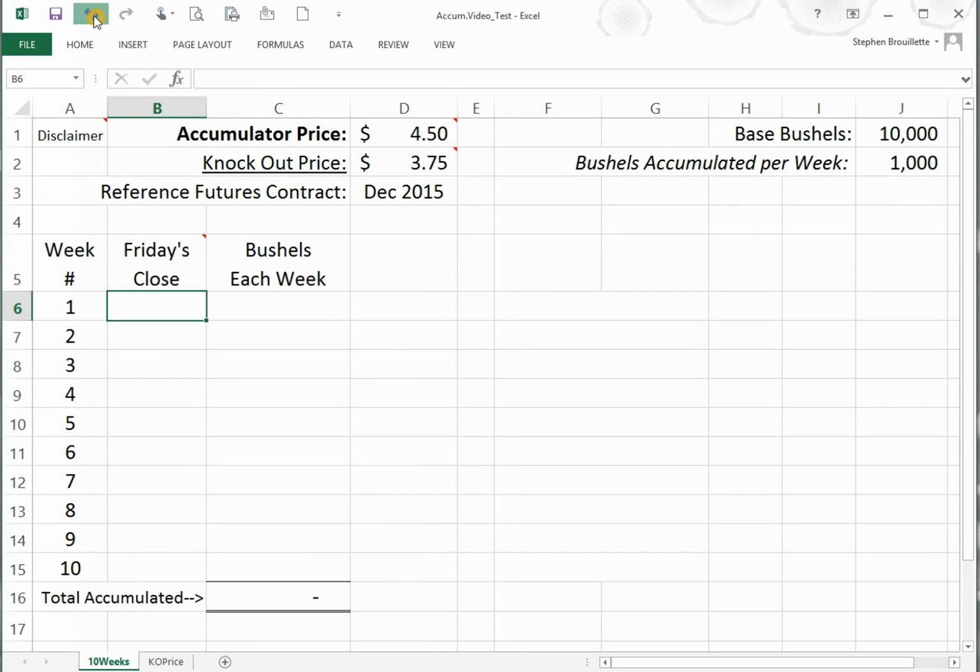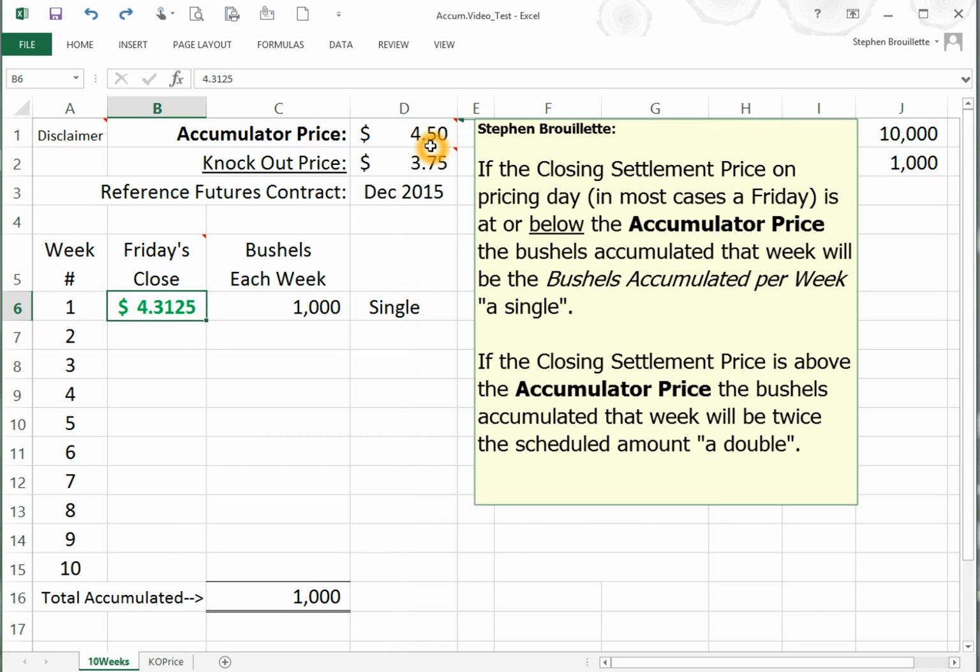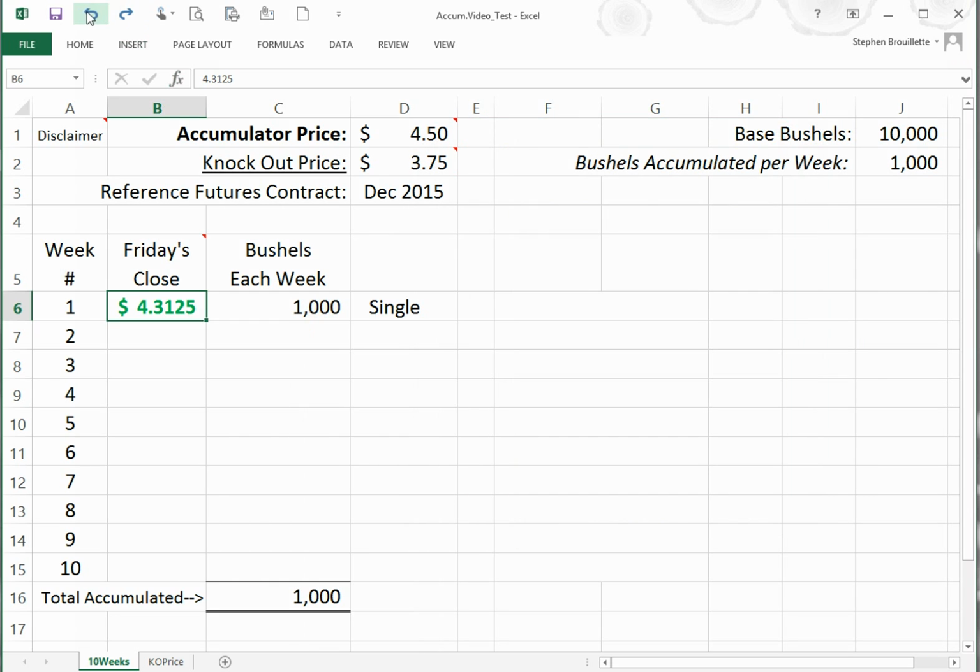The first week, the price of December corn futures settled at $4.31 1/4. That is above our knockout price, but at or below the accumulator price, so that's a single week. Week number 2 is $4.45. Again, that's a single, so you can see so far we've accumulated 2,000 bushel. Real simple, 1,000 bushel a week.